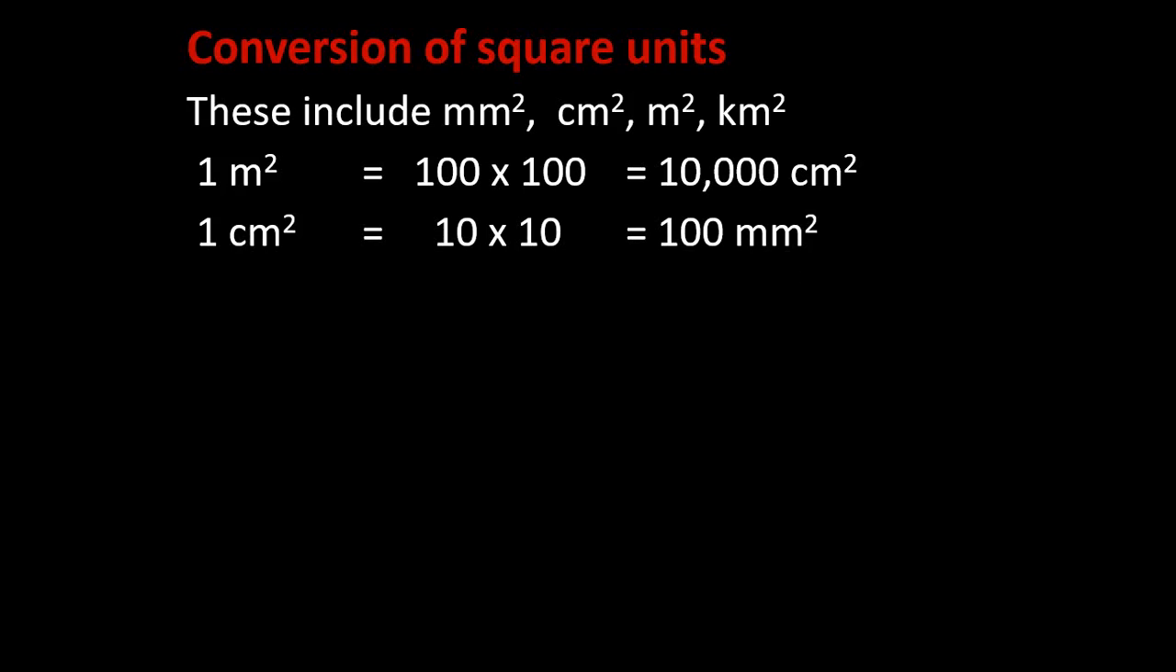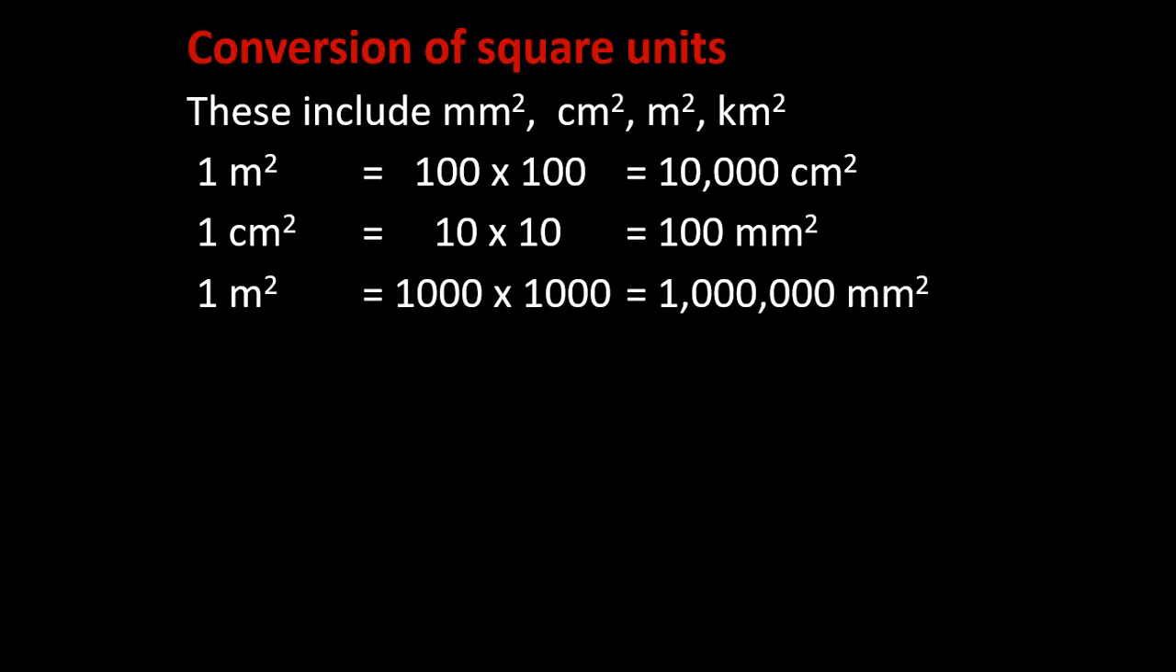And we also know that 1 meter is equal to 1,000 millimeters, and so 1 meter squared is equivalent to 1,000 times 1,000 millimeters squared, which gives you 1 million millimeters squared.